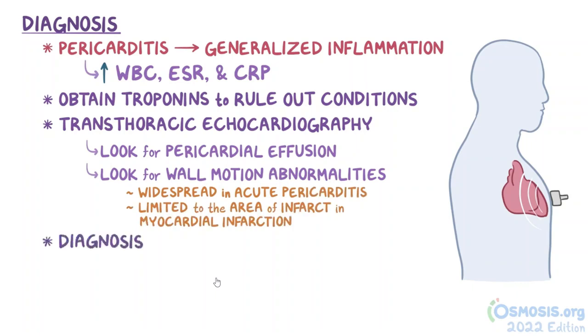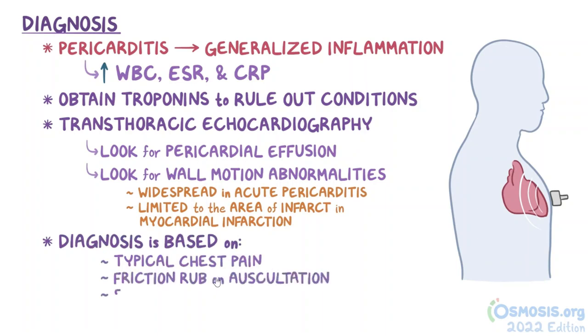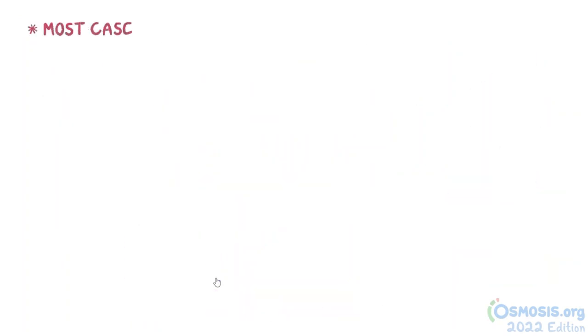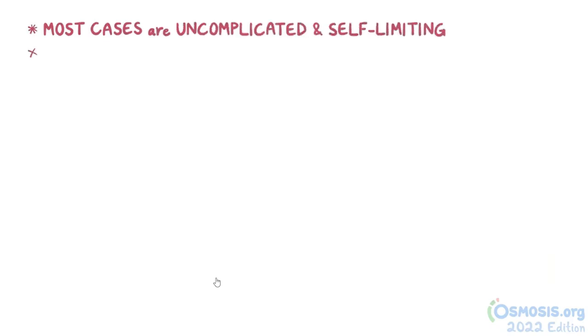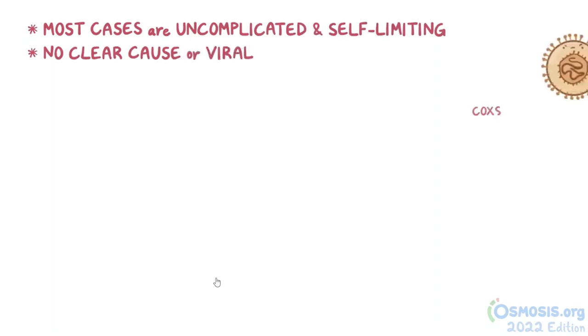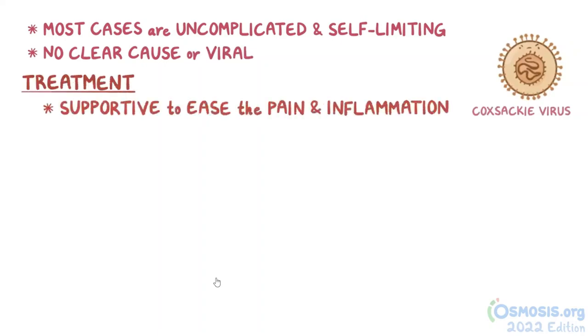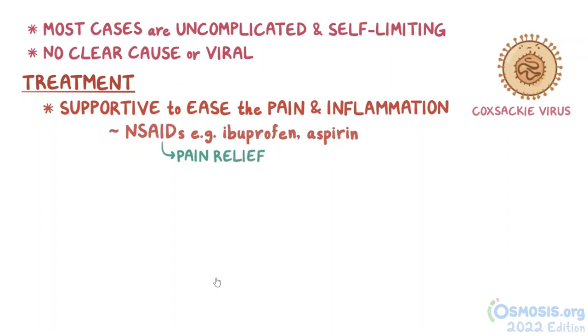Diagnosis of acute pericarditis is based on having the typical chest pain, a friction rub on auscultation, suggestive ECG findings, and evidence of a pericardial effusion. Most cases of acute pericarditis are uncomplicated and self-limited, and most of the time there's no clear cause identified, or it's thought to be viral pericarditis, like from Coxsackie virus, and supportive treatment is given to ease the pain and inflammation. Non-steroidal anti-inflammatory drugs, or NSAIDs, like ibuprofen or aspirin, usually work for pain relief.